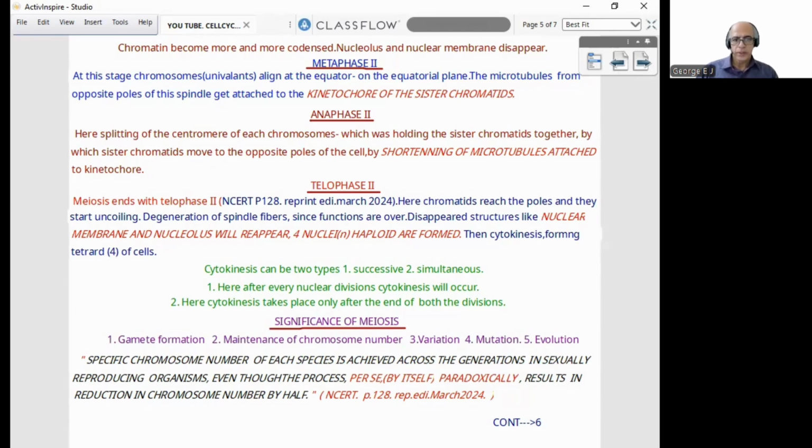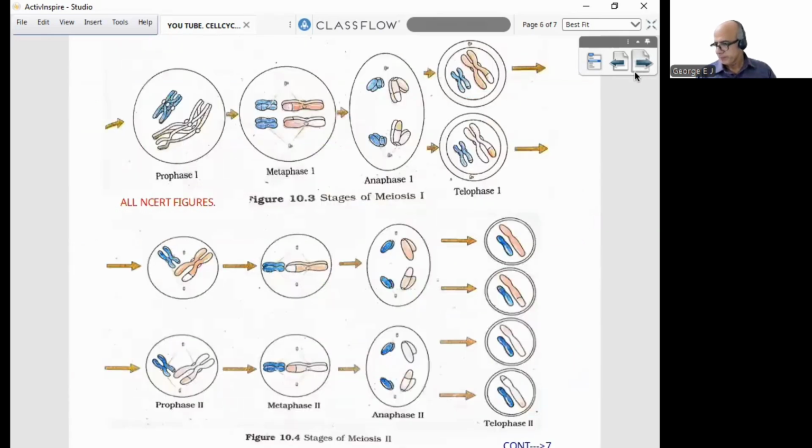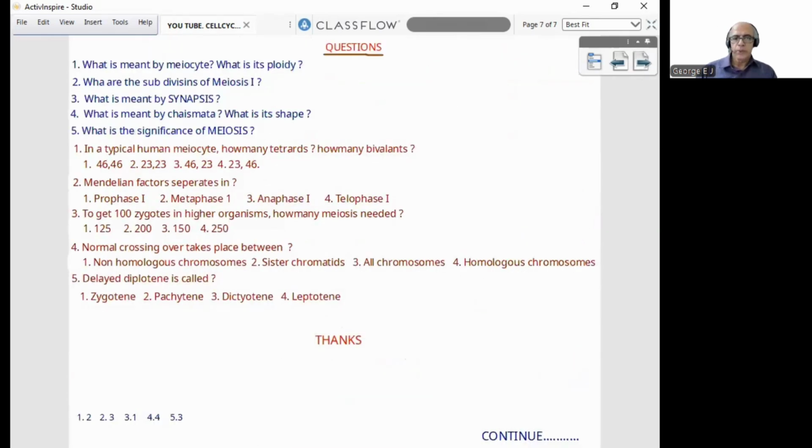Telophase 2, that is, meiosis ends with telophase 2. Chromatids reach the poles, start uncoiling, etc. And we'll be getting, after telophase 2, 4 haploid nuclei. After that, cytokinesis, a tetrad of cells will be formed. And cytokinesis can be of 2 types, successive and simultaneous. Successive means after every nuclear division, cytokinesis occurs. Simultaneous means cytokinesis takes place after the end of both divisions. Then significance of meiosis. Then after that, diagrams. Then 5 theory questions, 5 NEET model questions with the key. I think it is clear.